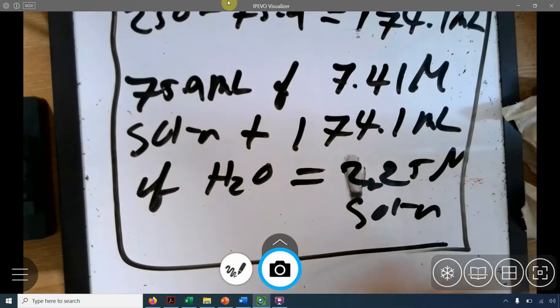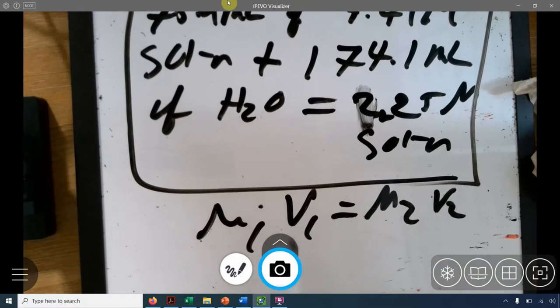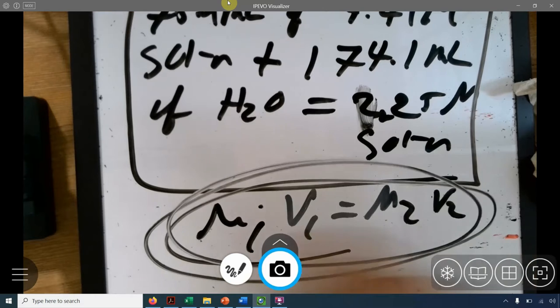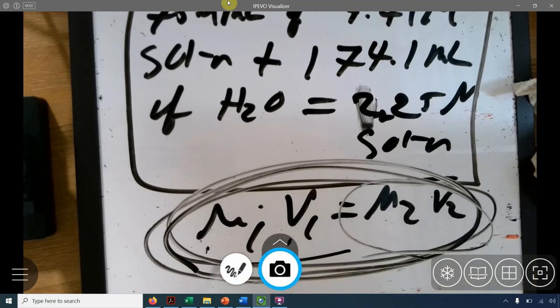If you follow this M1V1 equation, that's what always happens. This is how you interpret the numbers that come out of this equation. How much of this to add to this to get this? So hopefully this made sense. Let me know if you have any questions.